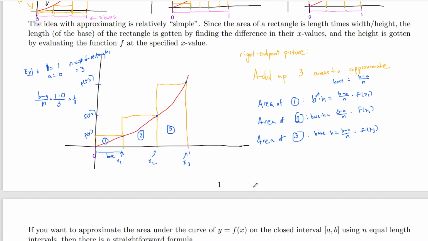And now the point is, if you add all these together, I'm sort of getting at where the formula that I'm going to write below is going to come from. If I go ahead and add all these together, you have b minus a over n times f of x1 plus b minus a over n times f of x2 plus b minus a over n times f of x3. And while we don't really know what anything is here in general, we have a b minus a over n in common. We can factor it out, and then we have f of x1 plus f of x2 plus f of x3.